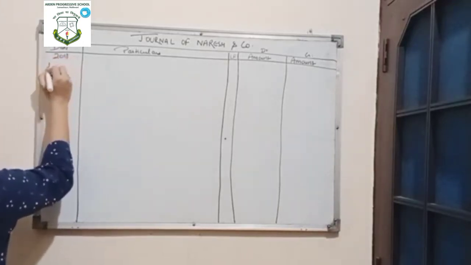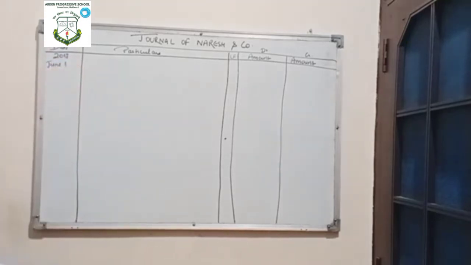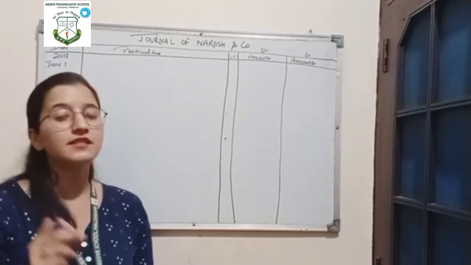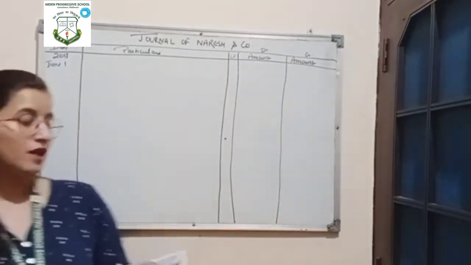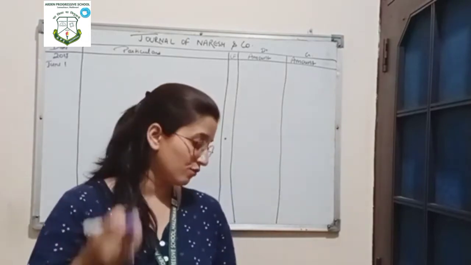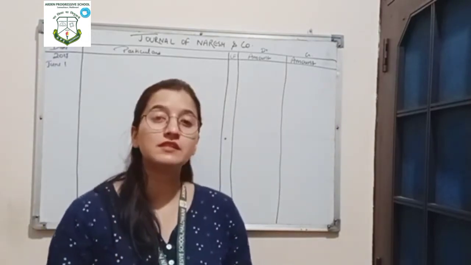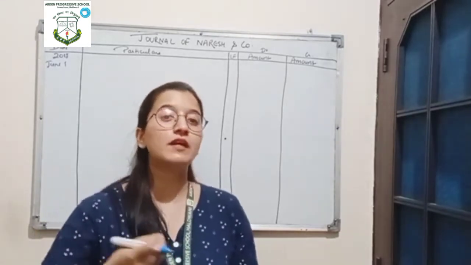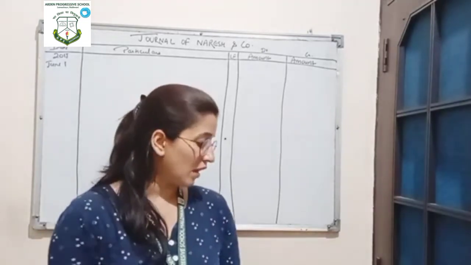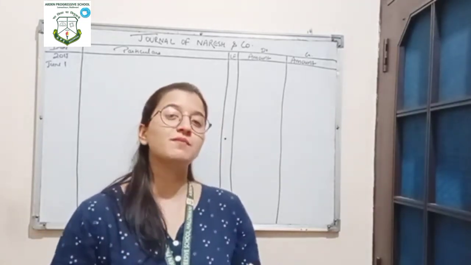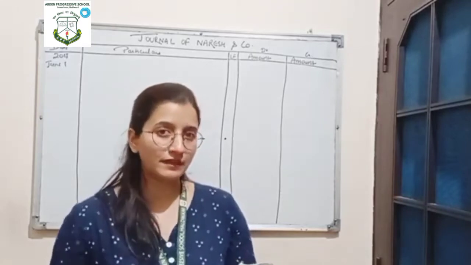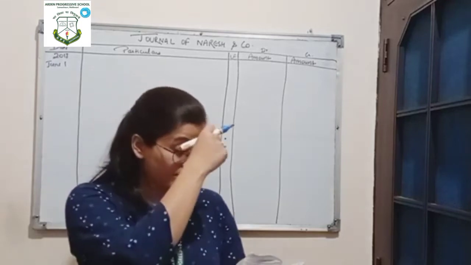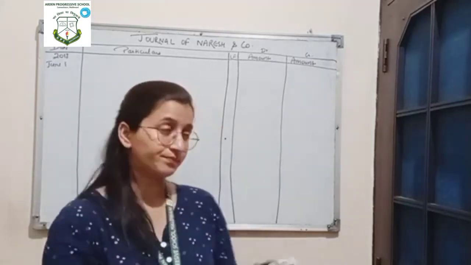Year is 2018, June 1st. And the transaction is paid cash to Mahesh and discount received from him. Now here we are paying the amount of cash to Mahesh and we are receiving discount from him. This means this is the discount which we have received, so it will be considered as income. Now here, as we know, cash has been paid to Mahesh. Two accounts are affected here. First is cash, second is Mahesh. So here Mahesh is the receiver of cash.